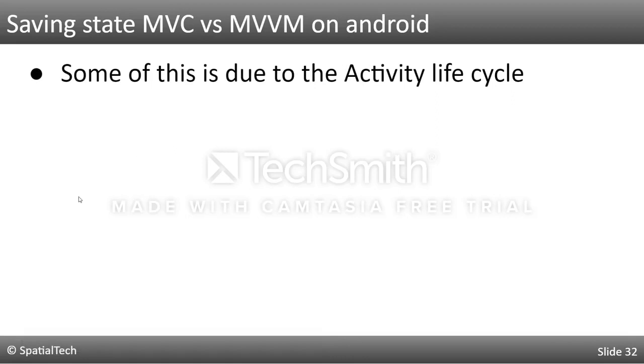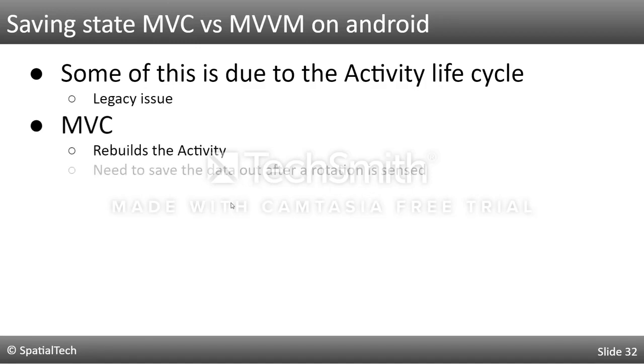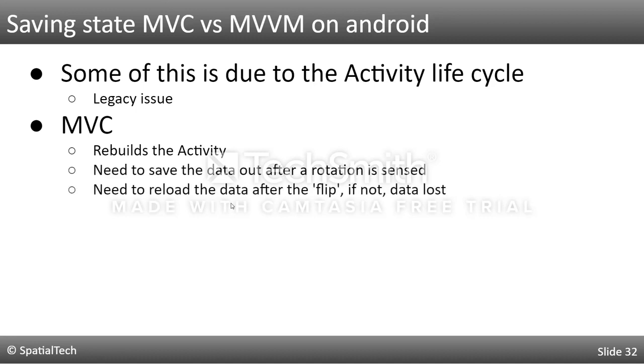We'll just review that. So some of this is due to the activity lifecycle on Android. It's a legacy issue, right? MVC would have to rebuild the activity and reload the data, need to save the data out after rotation is sensed, and then reload the data after the flip. If not, data is lost, right? So you probably have one app that drove you nuts and you uninstalled it, because it couldn't handle that.